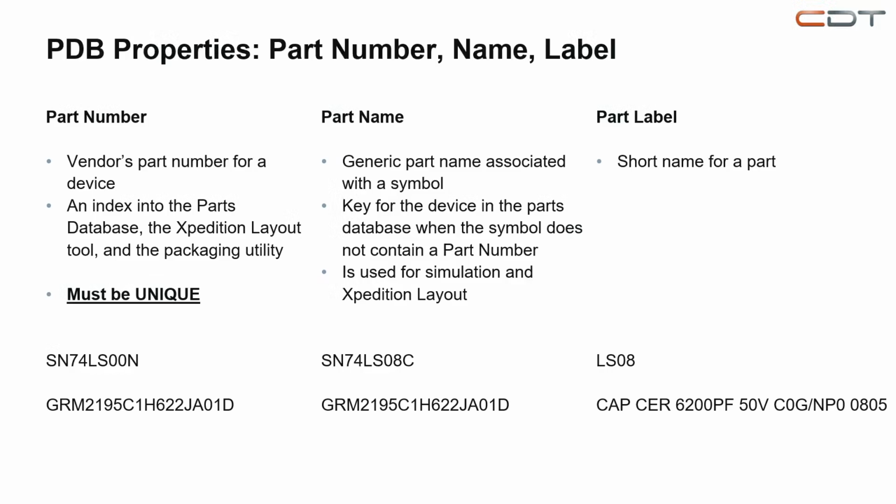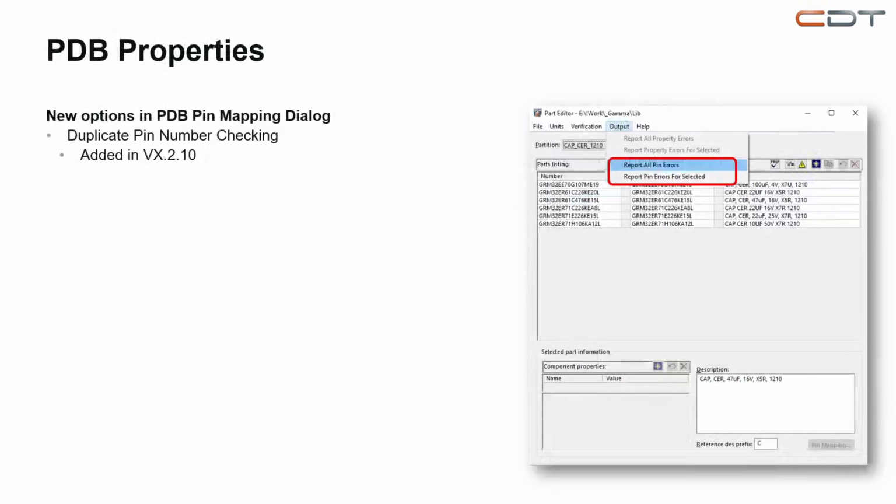Part name is a generic name, usually associated with the symbol. It is a key for the device in the part database when the symbol doesn't contain a part number itself, and it's usually used for simulation and Expedition layout. And part label is a short name for a part, just to quickly understand what it is and what it is doing, just human readable, human understandable. There is no limitation for part labeling in your central library.